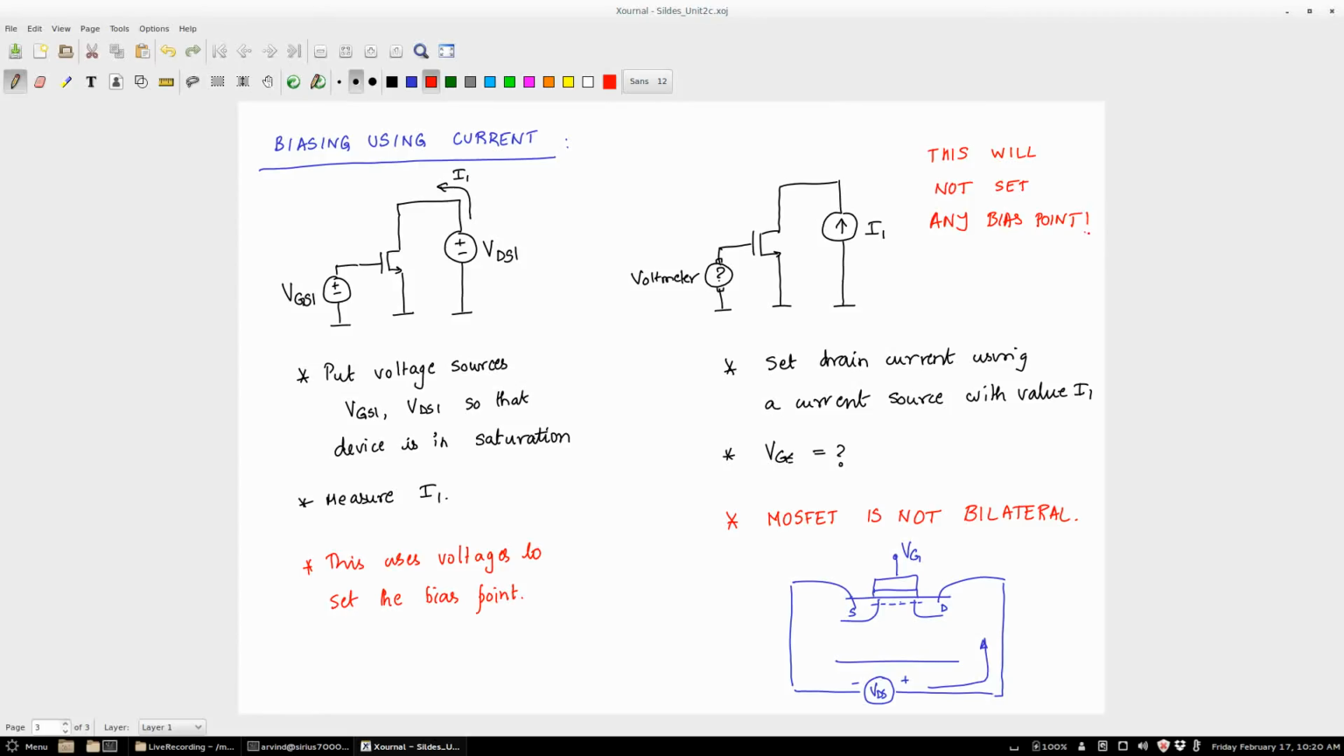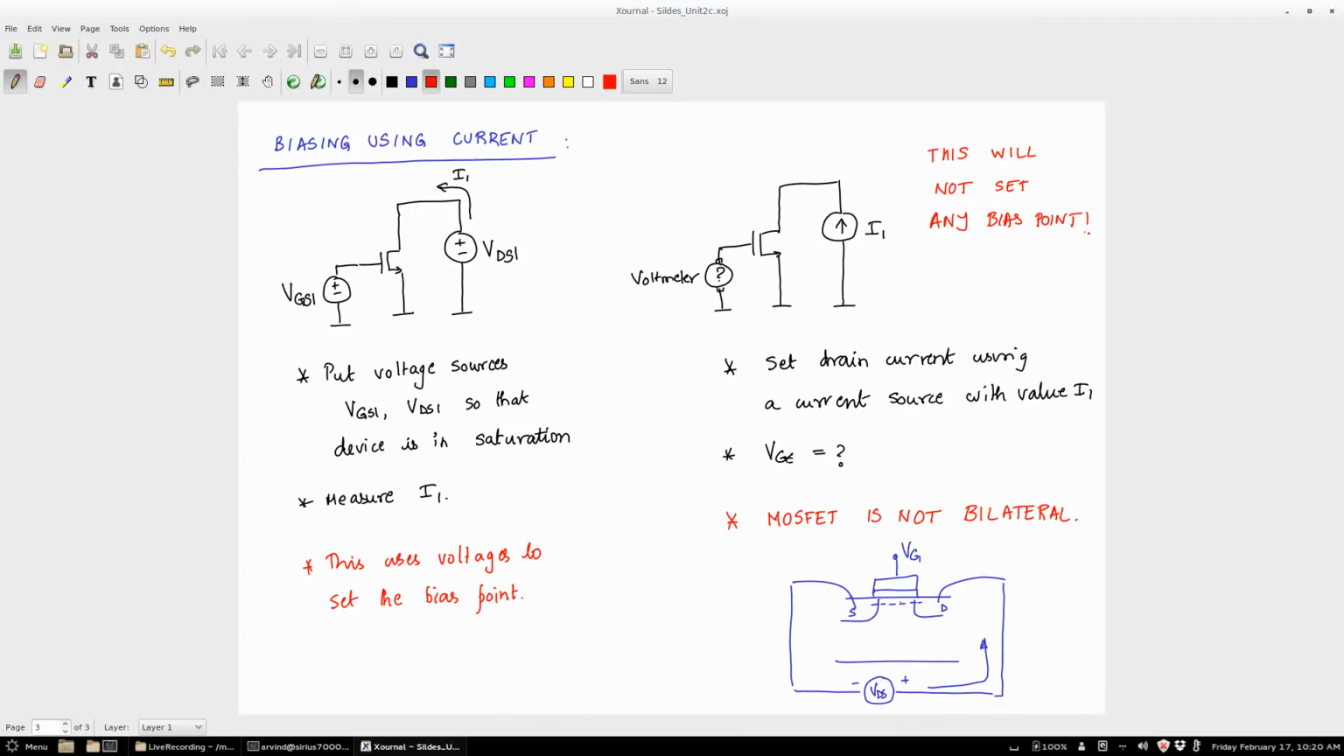So this method, though it looks attractive, the important take home over here is this will not set any bias point. Okay. In fact, I don't think you can tell what the voltage value will be. Why should it be 0? It can be anything. Definitely, I don't think you can tell what it will be. Voltage of a current source, that's okay. That is allowed.